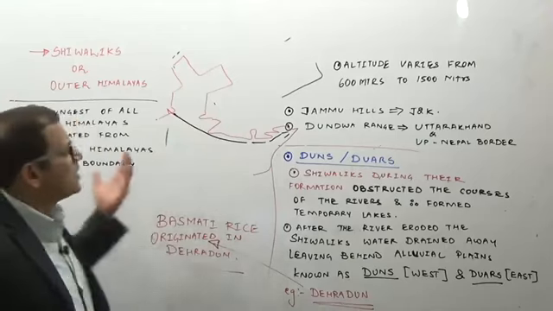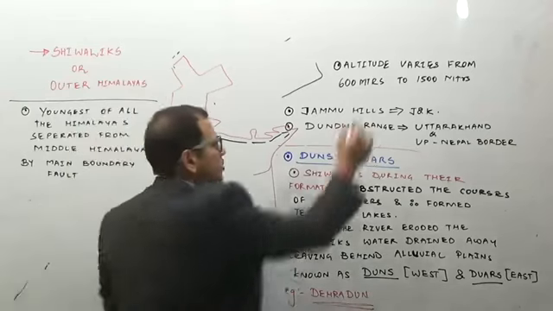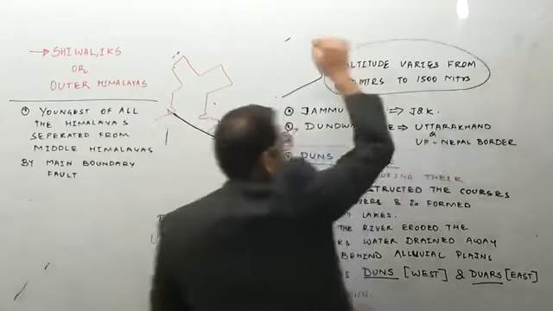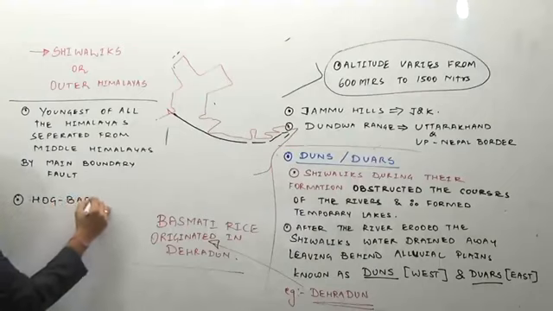These are a series of low hills. They are not majestically high like the Himalayas, because their altitude varies from 600 to 1500 meters. Obviously, they will have a hogback appearance.